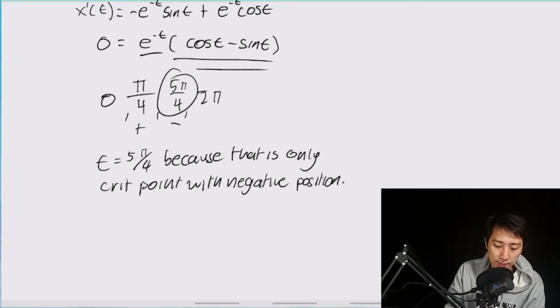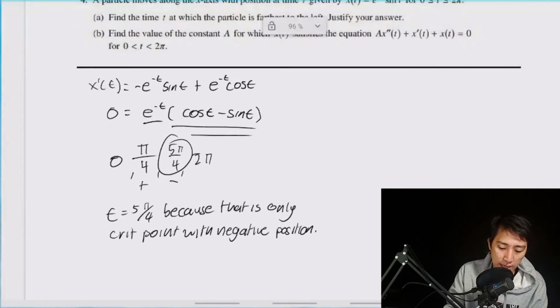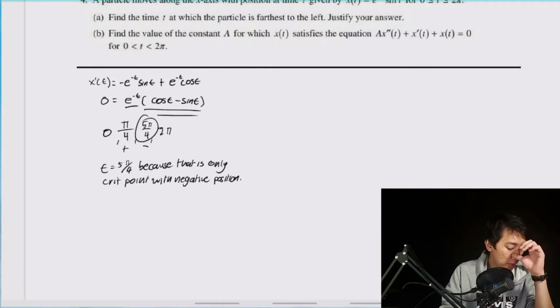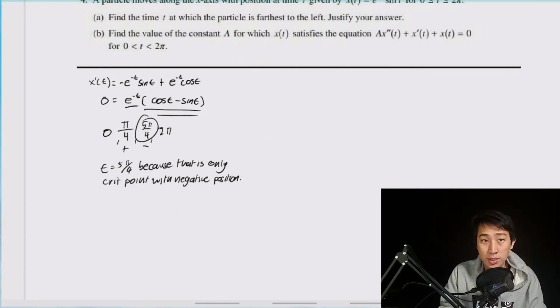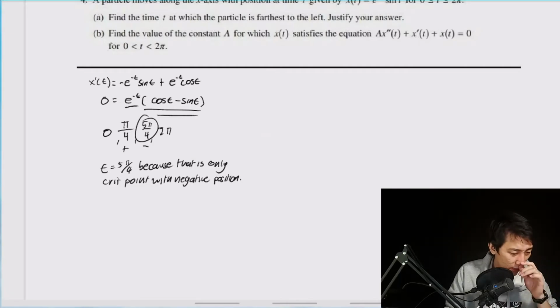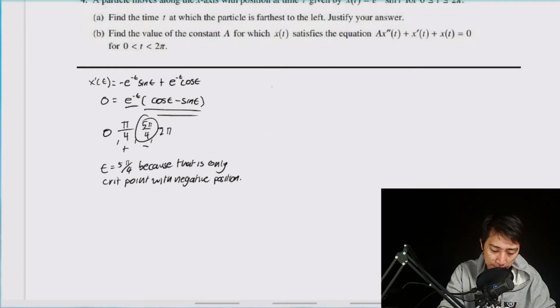Okay, so again, with SVA, the first thing that we're always going to set up is, what am I looking for? In this case, I was looking for an absolute minimum, so I just took the derivative, set it equal to 0, found my critical points, and then I just had to interpret. Farthest left is kind of like saying absolute minimum. Okay, next, let's do B.